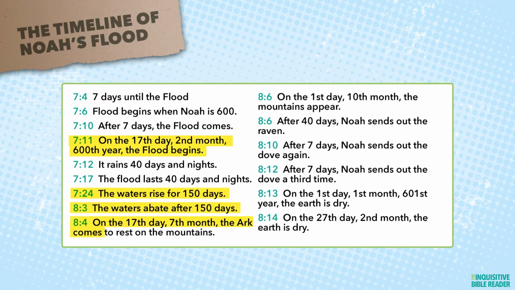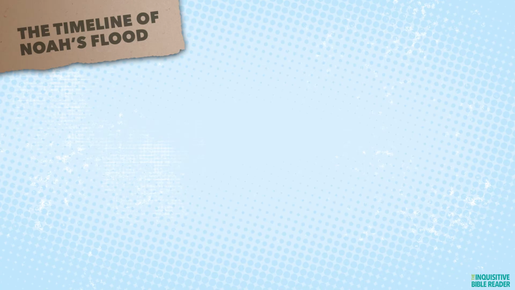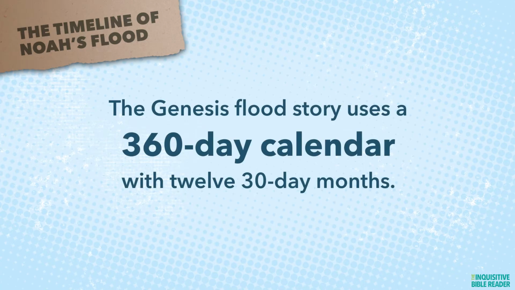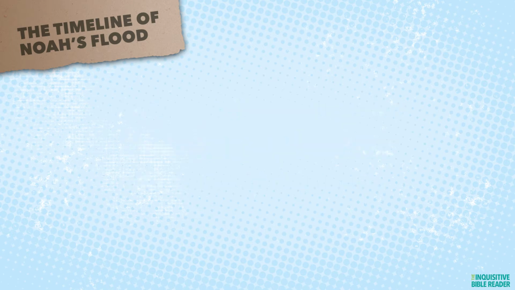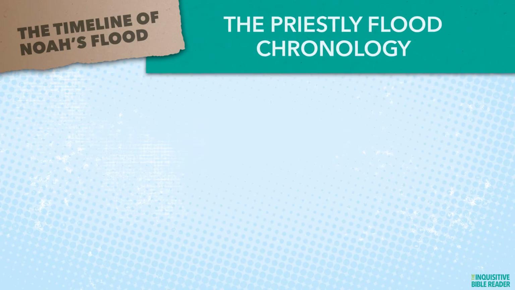The items highlighted are the ones Barré says belong to the priestly story. Now, it bears mentioning that a variety of calendars were used by ancient Near Eastern cultures for civil and religious purposes. These include 354-day lunar calendars and solar calendars with 364 or 365 days. However, as we shall see, the flood story uses a 360-day calendar with 12 30-day months. The years are counted according to Noah's age.